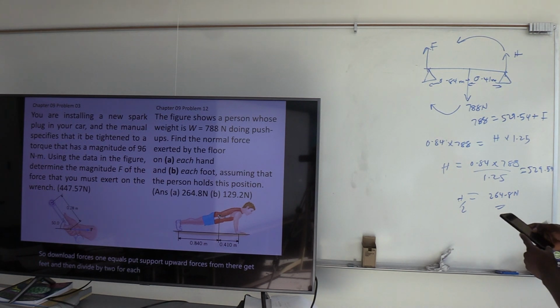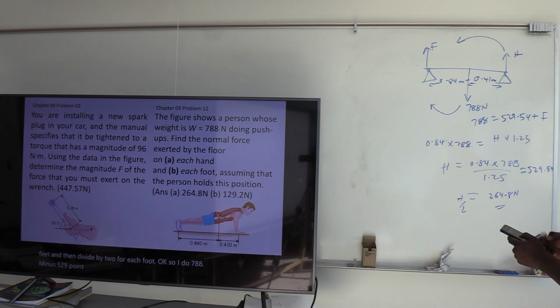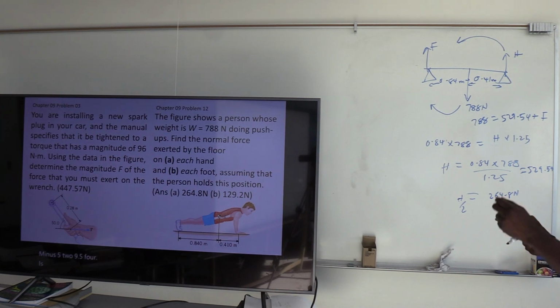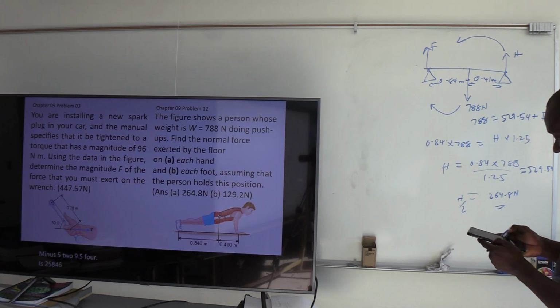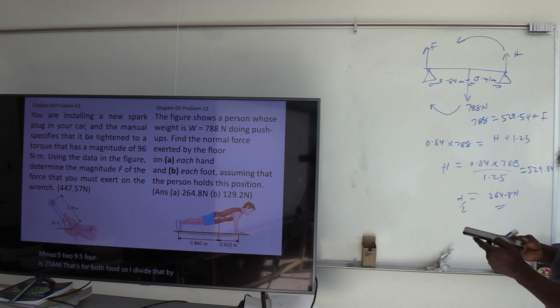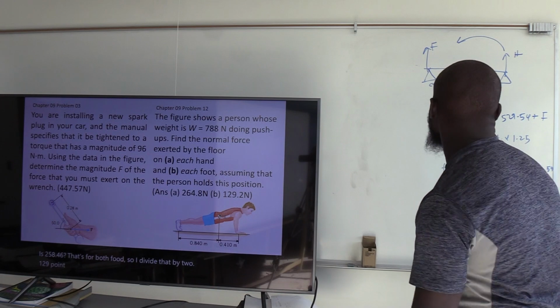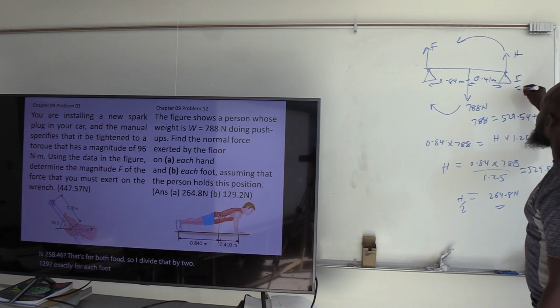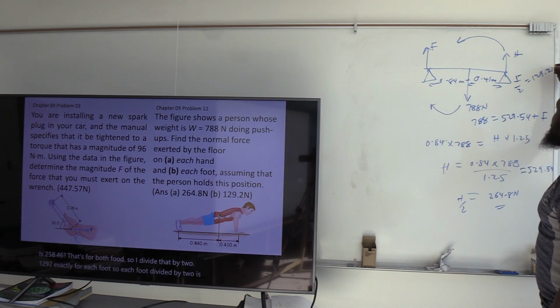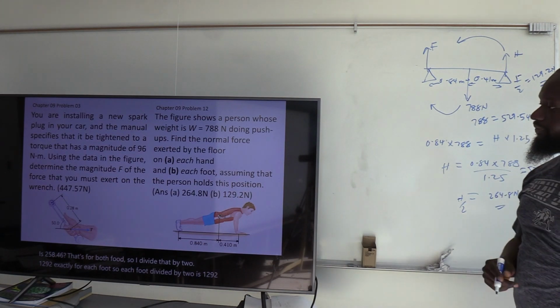Okay, so I do 788 minus 529.54, which is 258.46. That's for both feet, so I divide that by 2. 129.2 exactly for each foot. So each foot is 129.2 newtons. That solves the problem for this part.